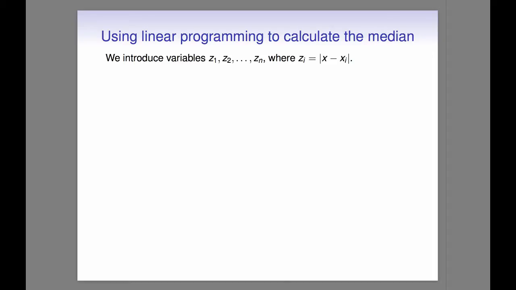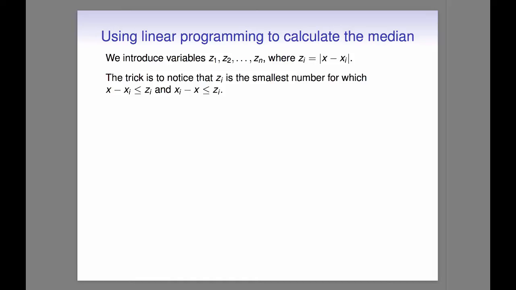Now, this can be written as a linear programming problem in a rather clever way. The idea is to introduce new variables for each of these absolute values. So Zi is the absolute value of x minus xi. Now, as a function of x, Zi is obviously not linear because the absolute value function is not linear. Nevertheless, we can rearrange the problem into a linear programming problem.